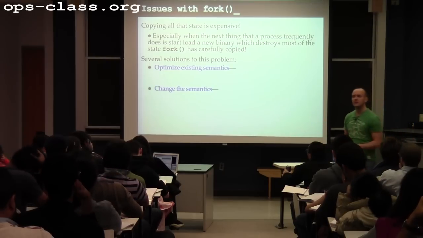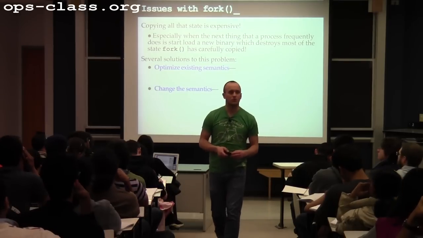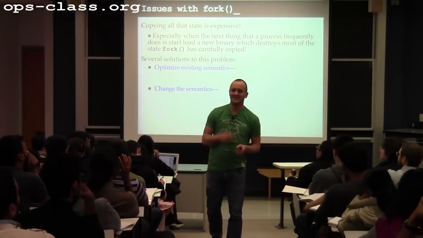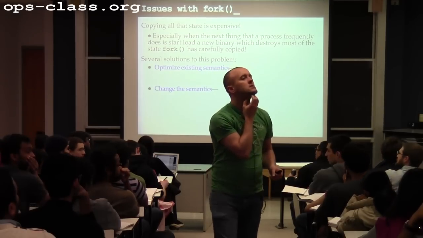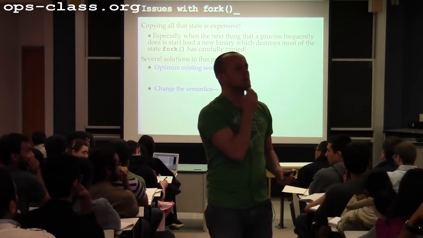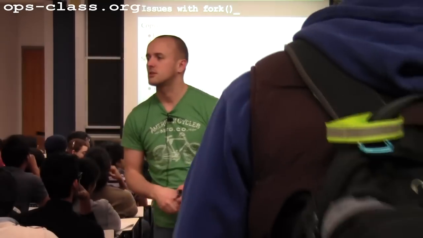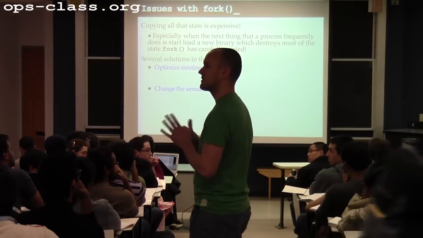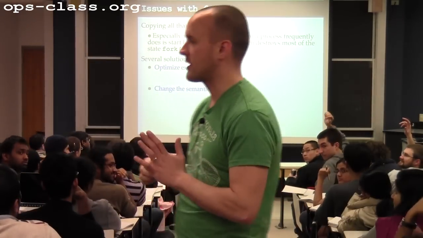What's the way to optimize the existing semantics of fork? I see a lot of forks followed by exec. We talked about a little trick. Oh, I've got to get better with the names so I can pick on people. The back of the room is always fodder for this. Victoria, what's the way of optimizing the semantics of an existing call to fork?